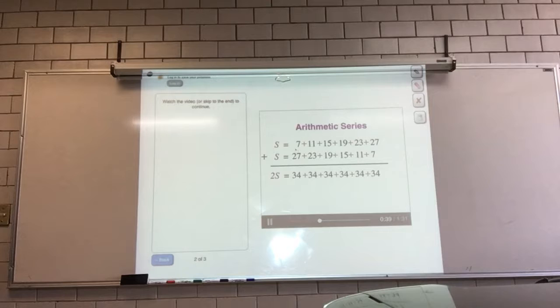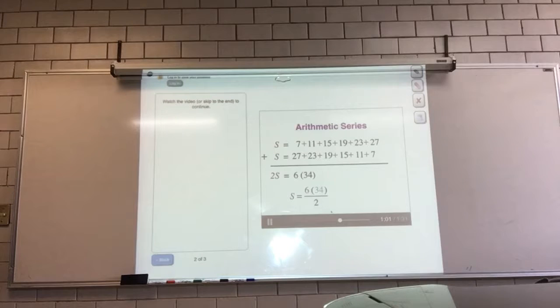Well, the top row always increases by 4, and the bottom row always decreases by 4. So the sum turns out to be the same for every column. So now 2S is the sum of these 6 different 34s. So 2S equals 6 times 34. Dividing both sides by 2, we see that S equals 6 times 34 over 2.